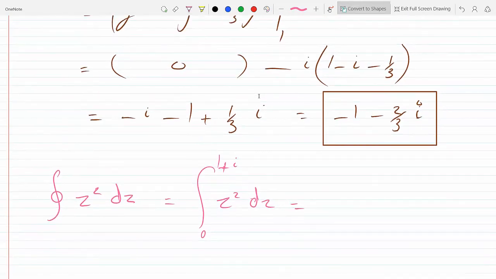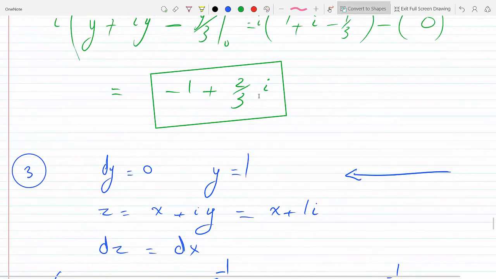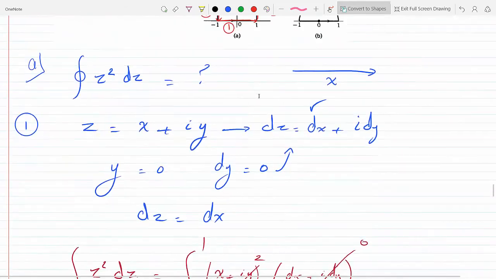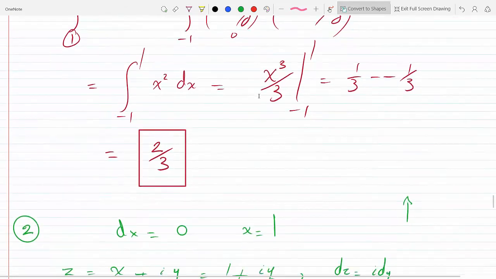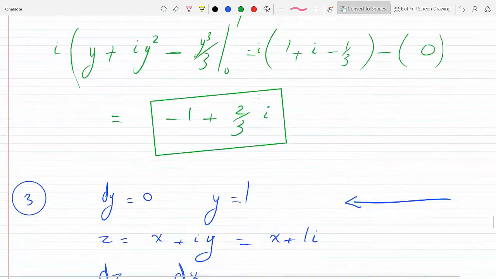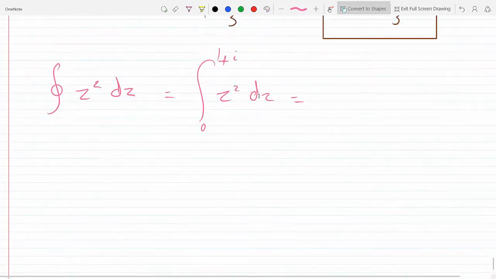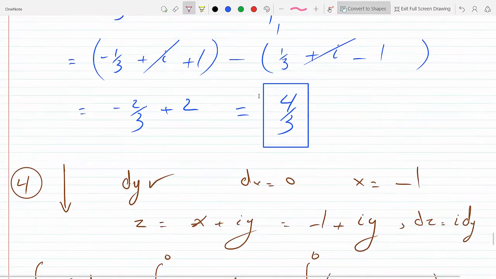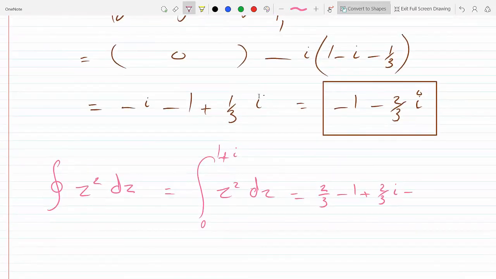Well, let's see if we get 0. If we didn't get 0, then something is wrong. On path number one, the answer was 2/3 minus 1 plus 2/3 i. And then the third integral was 4/3, so plus 4/3. And the last one is up here, minus 1 minus 2/3 i.